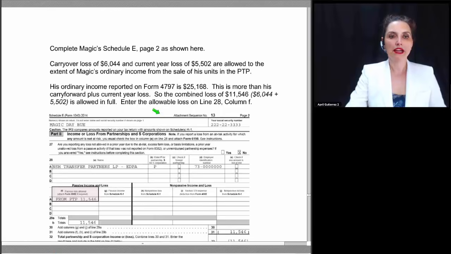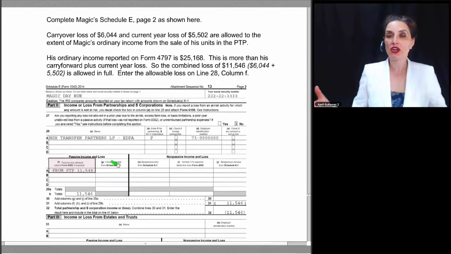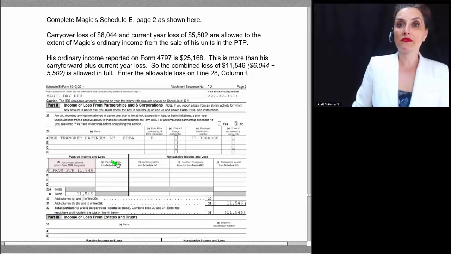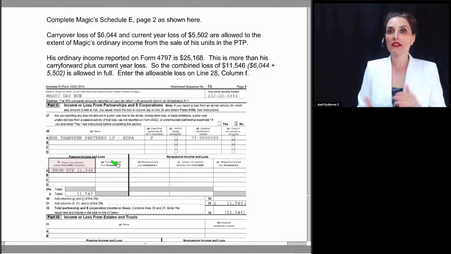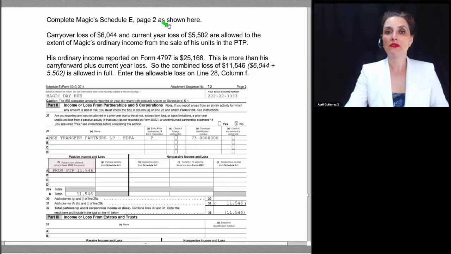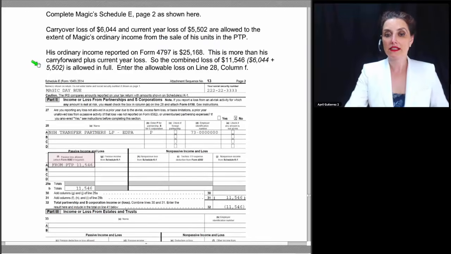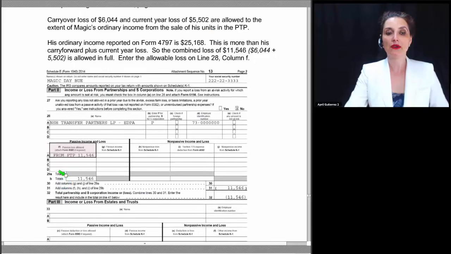We're now going to complete Magic's Schedule E, page 2, because we've just determined that he has a whole bunch of income from the sale of PTP units. That means those losses he's been walking around with, he's going to be allowed to claim them. Now, he has a carryover loss of $6,044 and a current year loss of $5,502, and these are going to be allowed to the extent he has income from the sale of his units. His ordinary income reported on 4797 is $25,168. That is way more than the losses. So the losses, which total $11,546, are going to be allowed in full.